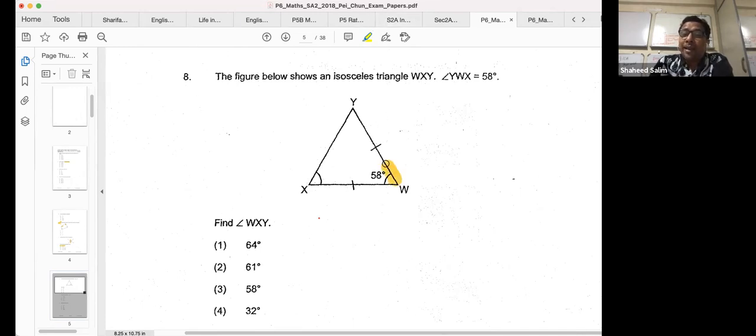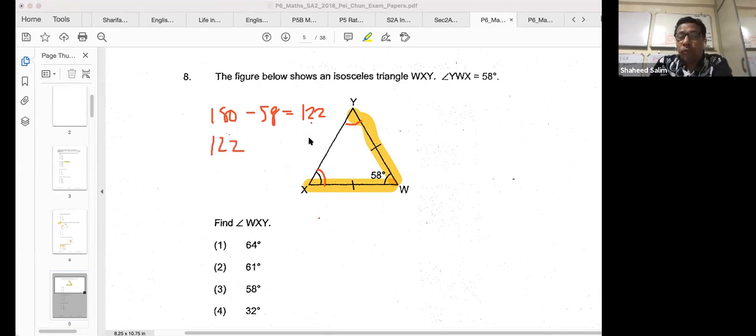You know why? This line is marked the same as this line. That means which two angles are the same? Not 58, but this angle is the same as this angle. So you take 180 minus 58 equals 122 for both of these. Because 122 is for both, and they are equal angles, you must divide by 2. So how do you do the division very fast? 12 divided by 2, 6. 2 divided by 2, 1. 61. So be careful, okay?